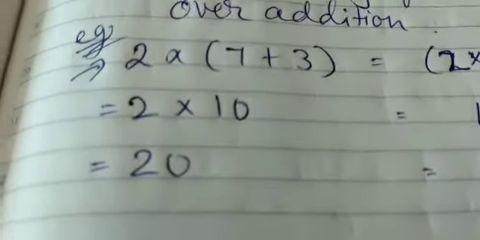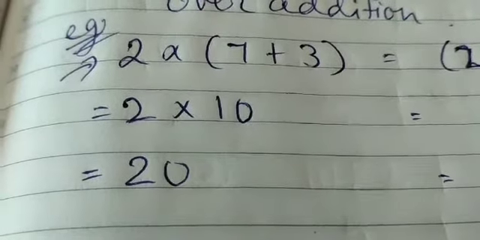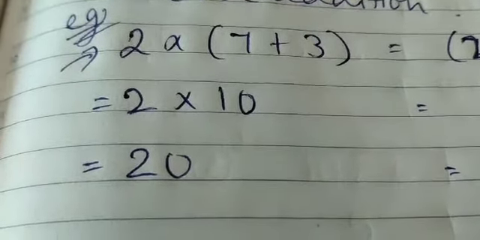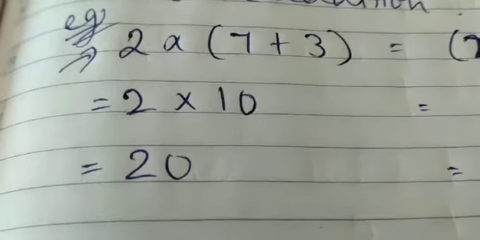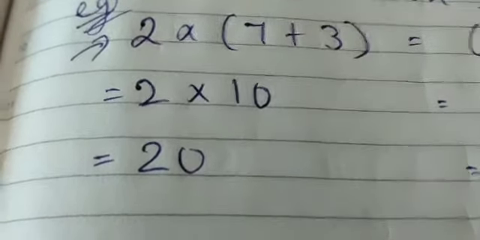So what are you going to do as per the BODMAS rule? You add 7 and 3. 7 and 3 gives you 10. हो गया. और फिर multiply 2 with 10. So what do I get? 20. या तो फिर आप ब्रैकेट खोल दो.